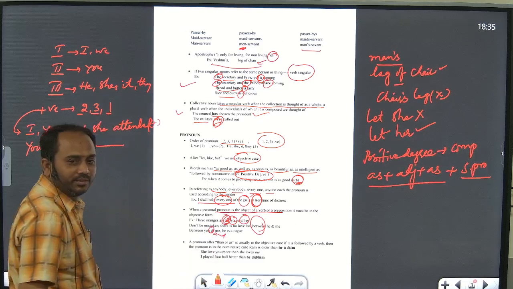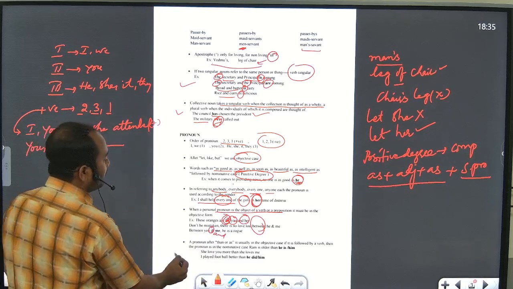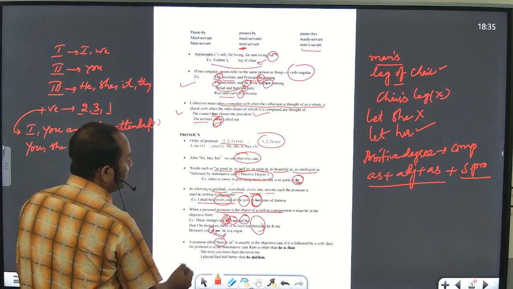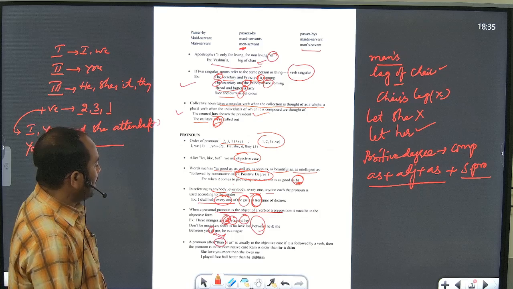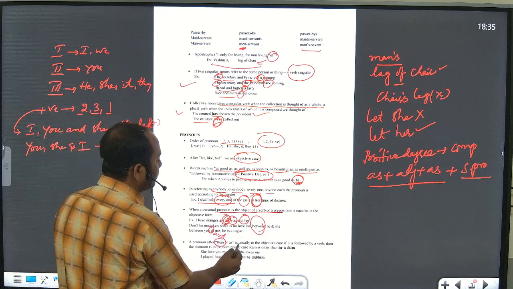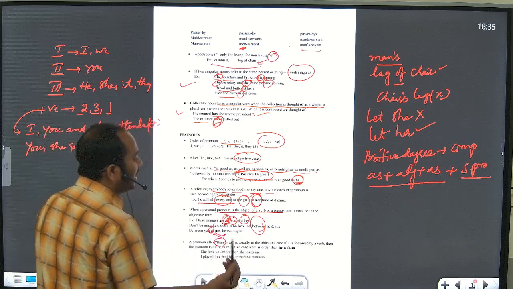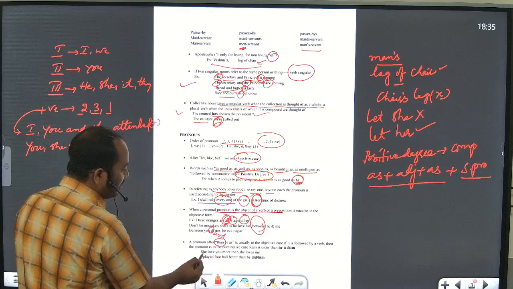He is a rogue. Next, this is also again related to the comparative degree. When you use this than, it is usually the objective form we should use. See the example, you can understand.